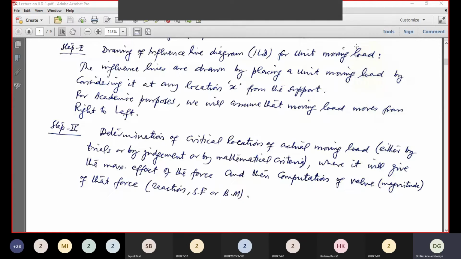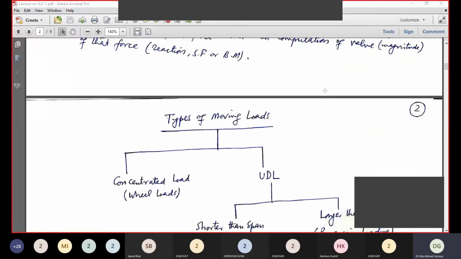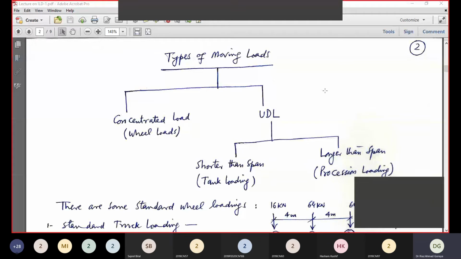So now the next is types of moving loads. We have mainly two types. One is the concentrated load, those are the wheel loads. And second is uniformly distributed load. Under this category, we have one that is shorter than the span, like tank loading, like the military tank loading. Then the longer than the span, like procession loading, जो जुलूस निकलता है.